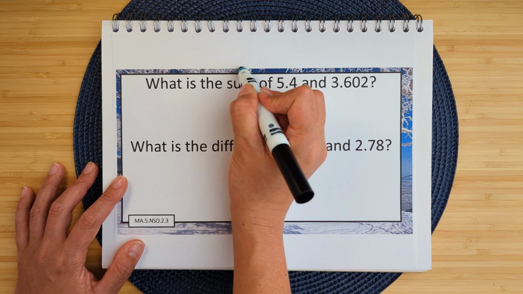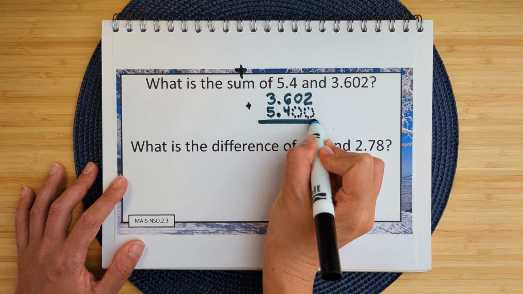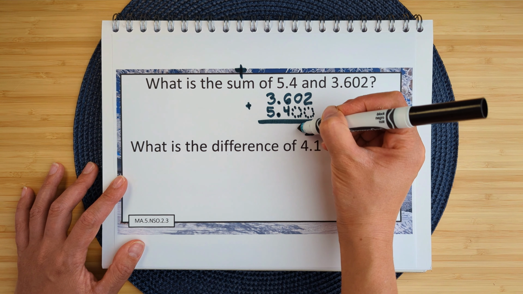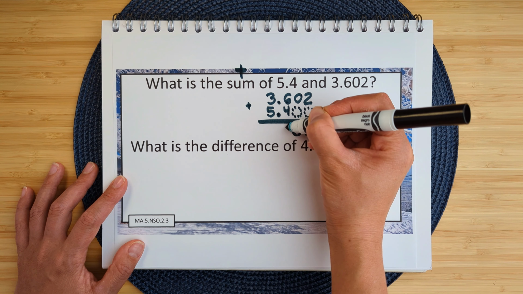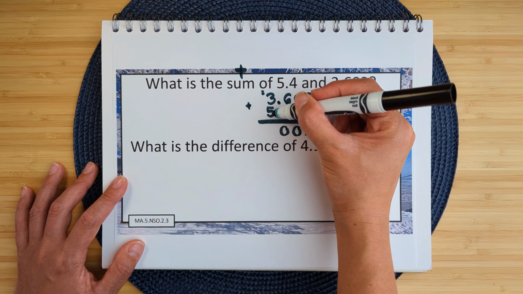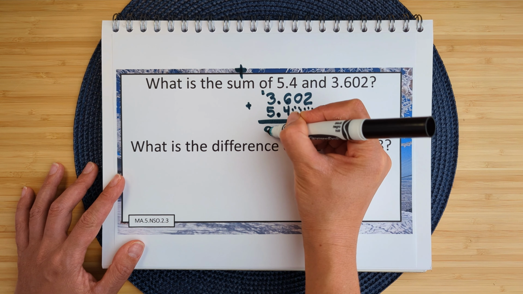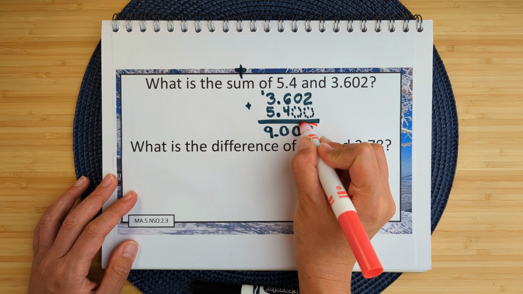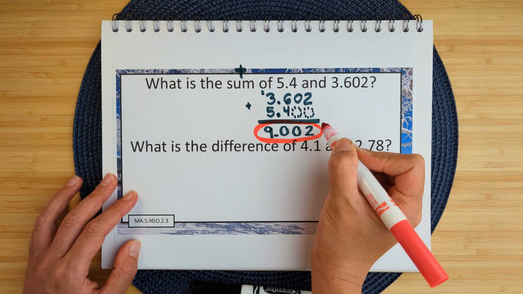So sum means to add, right? So I'm going to add these two decimals. Looking at the thousandths place, 2. Hundredths place, 0. Tenths place, 10, but we're going to regroup that. And then 3 plus 5 is 8, plus 1 is 9. So the sum is 9 and 2 thousandths.